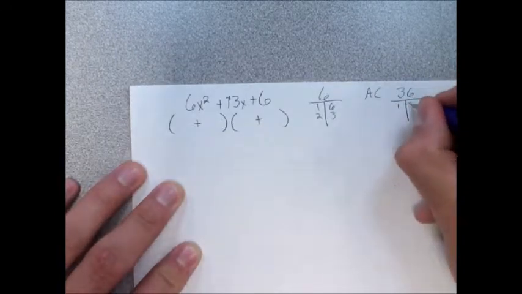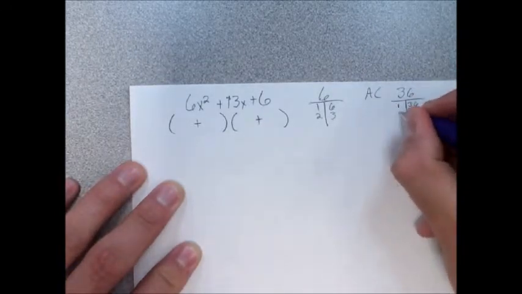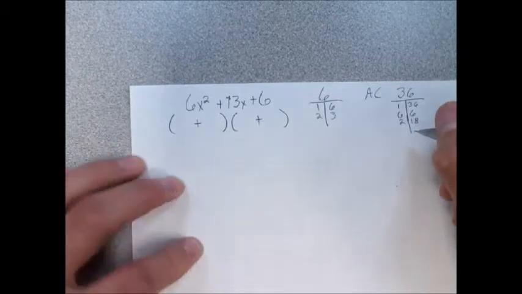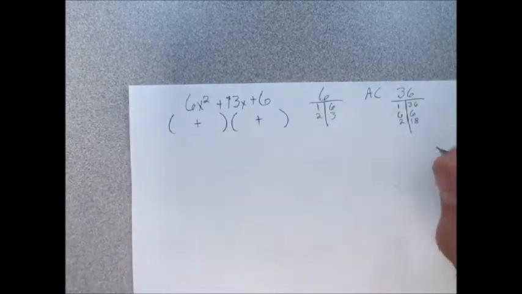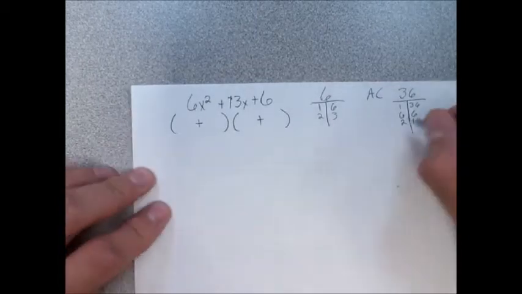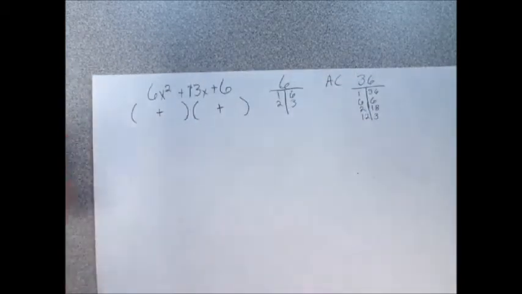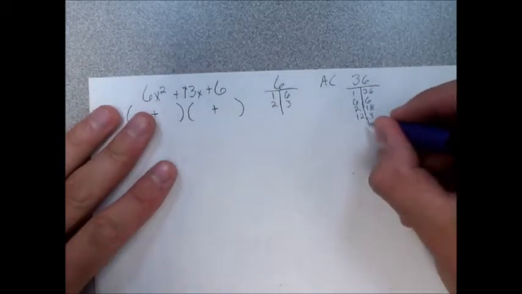1 and 36, 6 and 6, 2 and 18. It's a method, guys. I'm teaching you the method now. 2 and 18, then you said 12 times 3, yeah. Is there any more that anybody can think of? I got 1 and 36, 6 and 6, 2 and 18, and 12 and 3. 4 and 9? Yeah, okay, that's all the ones I can think of.